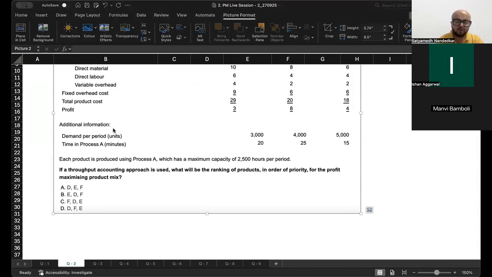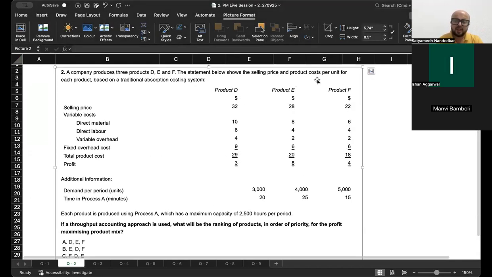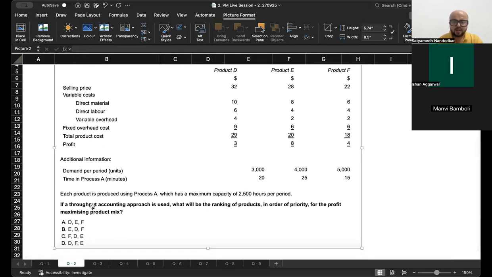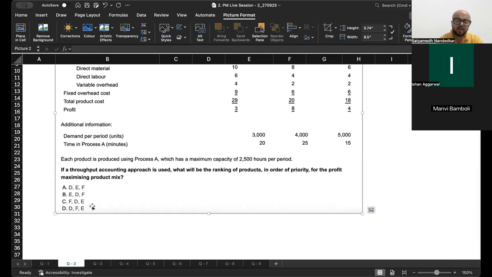Now, if a throughput accounting approach is used, what will be the ranking of products in order of priority for the profit maximizing product mix? If you want to calculate the profit maximizing order of production, what will you do? You have product D, E, and F, and selling price, material cost, direct labor, variable overhead, fixed overhead, total cost and profit are given. Additional information: demand per unit, and time in process A is 20 minutes, 25 minutes, and 15 minutes.